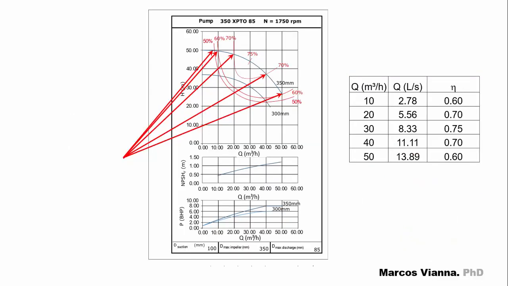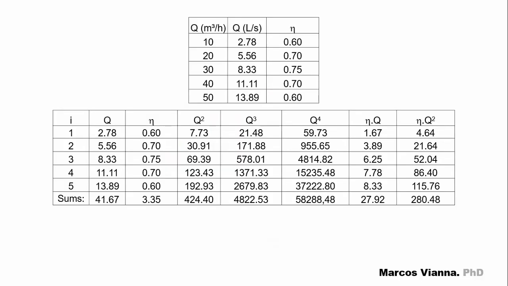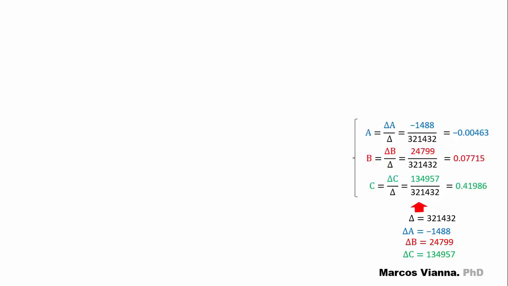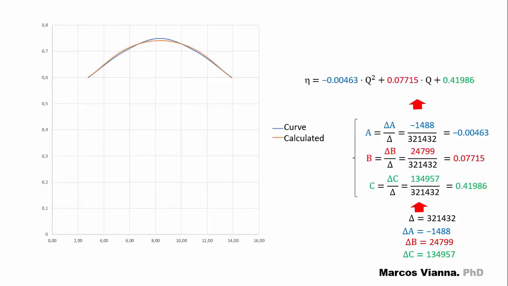Okay, the last one. It's for the efficiency of the pump. We take these pairs of values, bring them to this table, calculate the values of the determinants delta, delta A, delta B, and delta C, which allows us to calculate A, B, and C. Here's the equation for the efficiency curve. See in the figure how the function that we found is close to the curve from the pump chart.